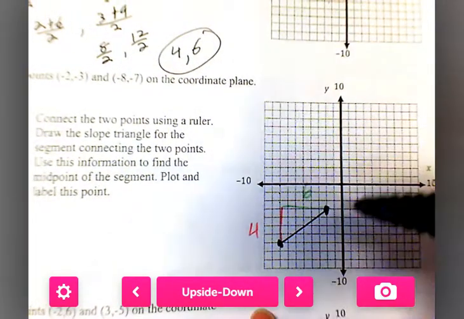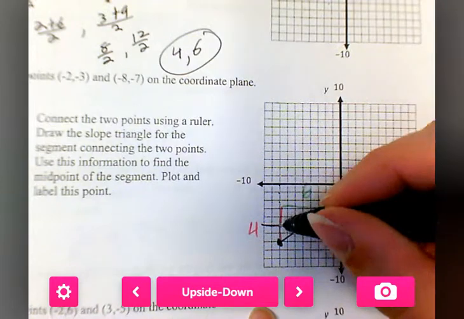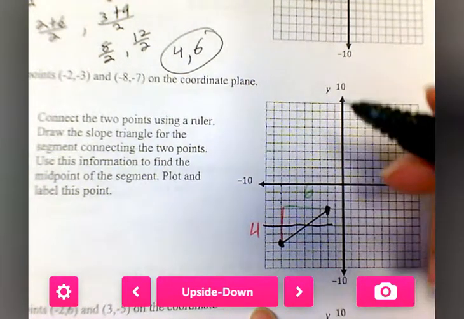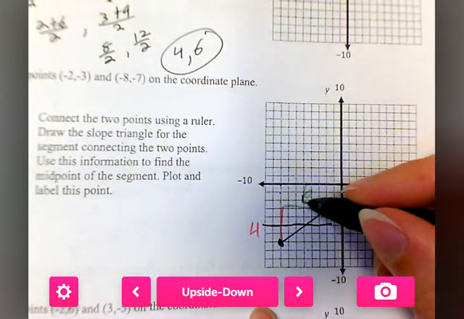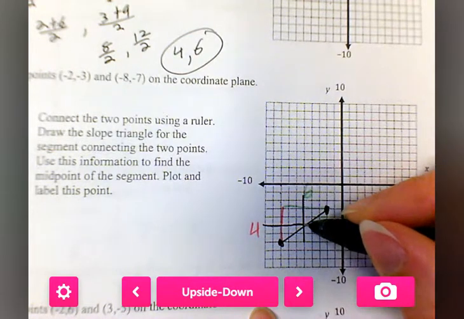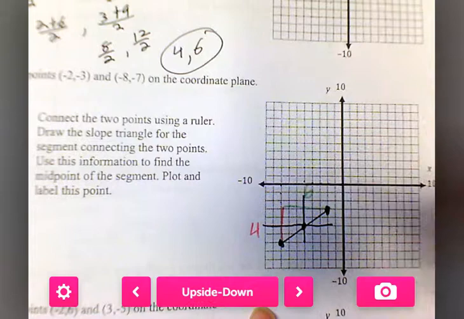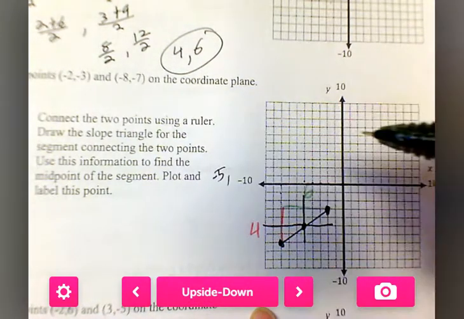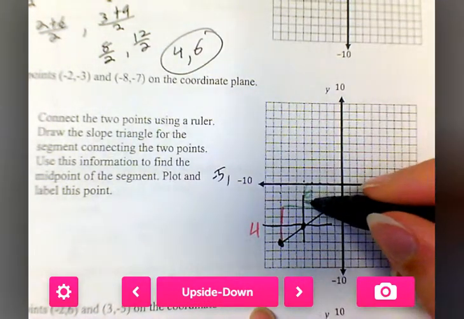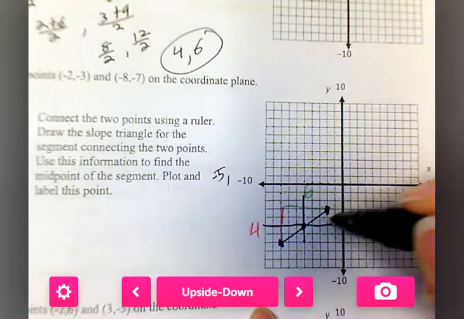Well, I know halfway through 4 is 2, so there's one line. Halfway through 6 is 3, so there's my other line. So there's my point right there, which is 1, 2, 3, 4, 5. So that's negative 5, down. 1, 2, 3, 4, 5. Down 5.